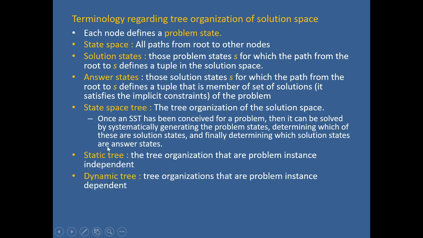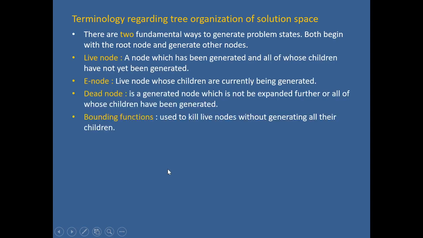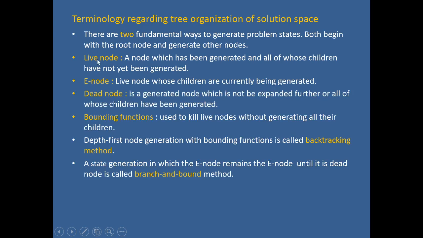These trees can sometimes be static, sometimes dynamic. If the tree organization is not dependent on the input, then we call it static. Otherwise, we call it dynamic. What is a live node, what is an E-node, what is a dead node, what is a bounding function, I have conveyed to you. Bounding function means at every point of time you will be checking one condition to kill the path. When we solve problems and write algorithms, we will see how bounding functions are applied.